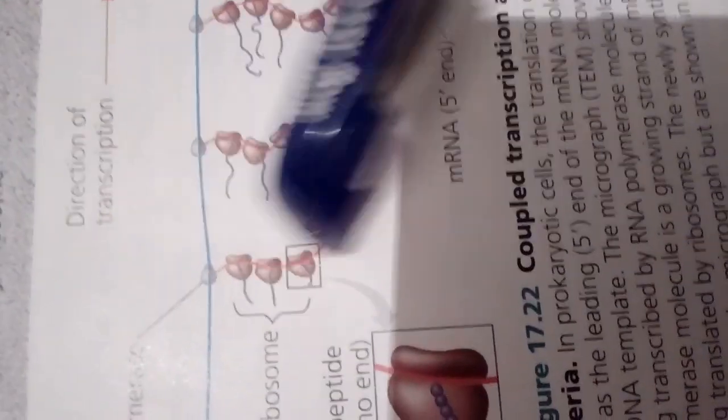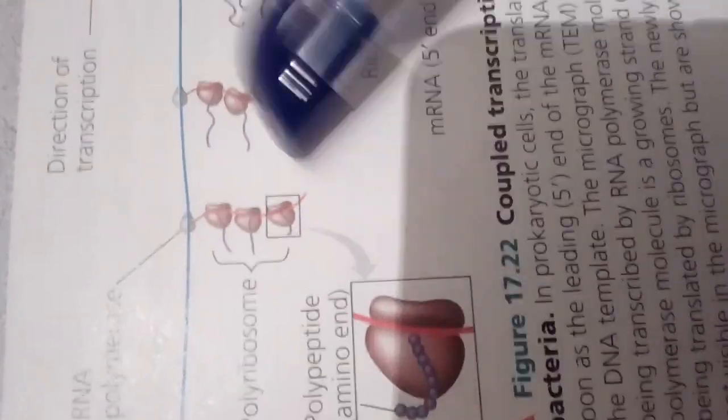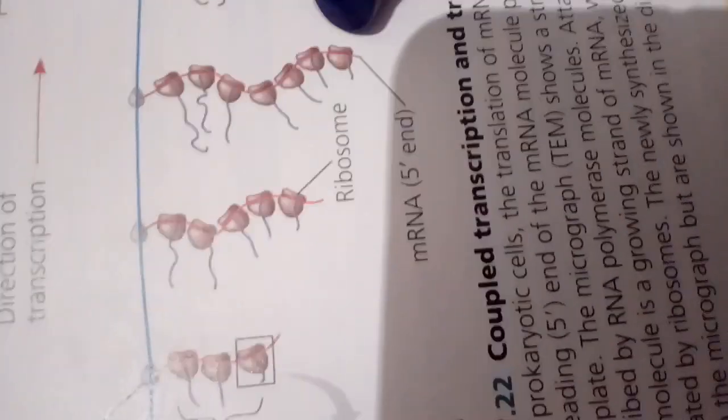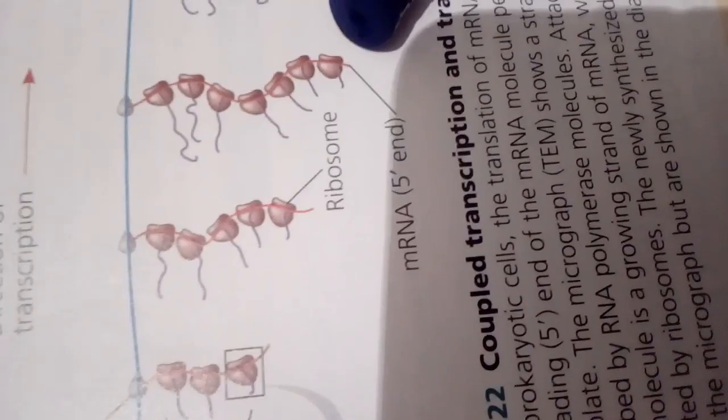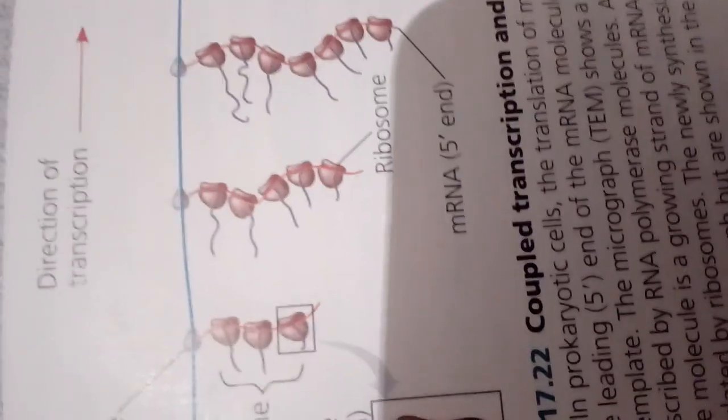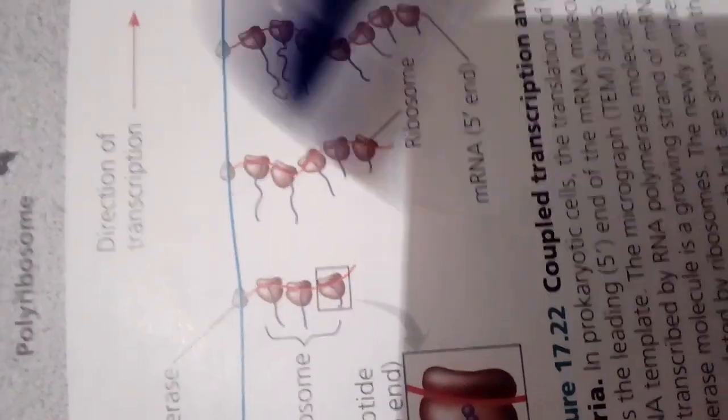In a closer look, this one is DNA and RNA polymerase. Notice the closer look at the polyribosome, and this one is a polypeptide, amino acids. Each one is a polypeptide of amino acids, and this one is also a ribosome. The red one is mRNA, 5' here. Also notice that in prokaryotic cells, the translation of mRNA can begin as soon as the leading 5' end of the mRNA molecule peels away from the DNA template.